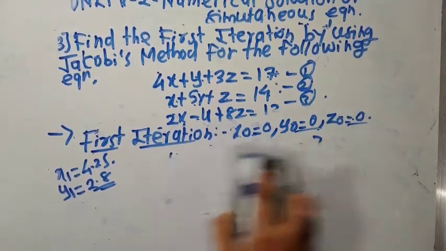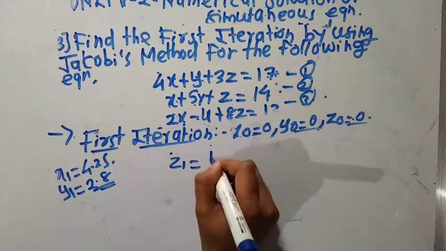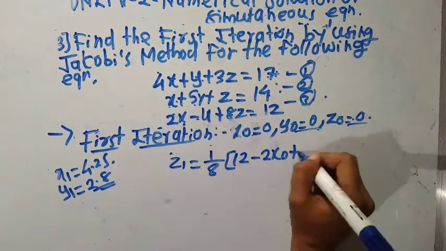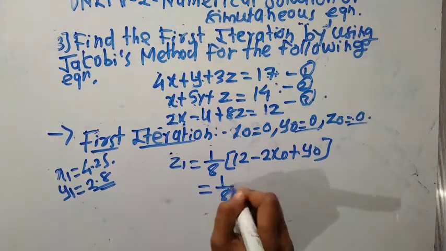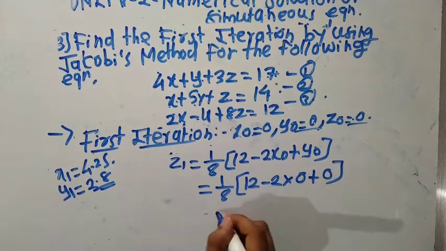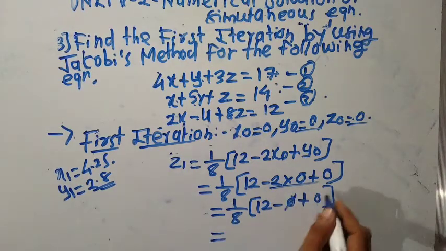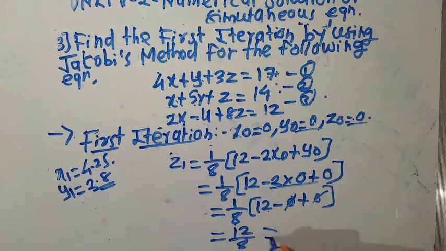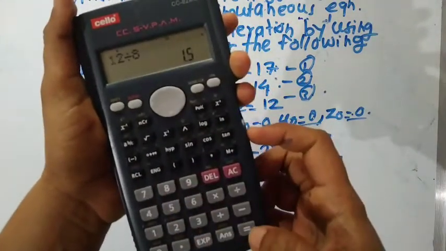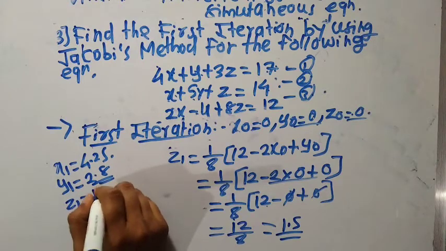Then find out z1 from the third equation. So z1 is 1 by 8, 12 minus 2x0 plus y0. So here 1 by 8, 12 minus 2 into x0, which is 0, plus y0, which is 0, and the zeros cancel, then 12 divided by 8, which is equal to 1.5. So z1 is equal to 1.5.